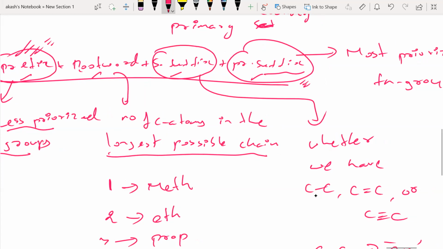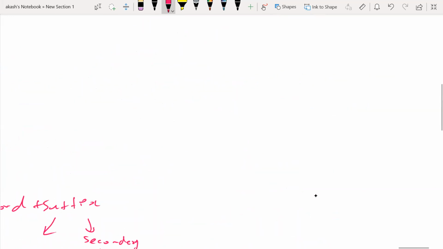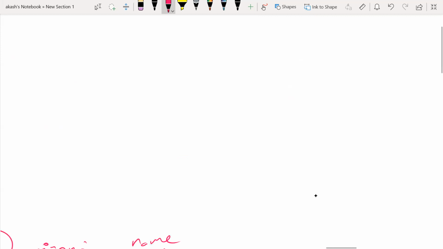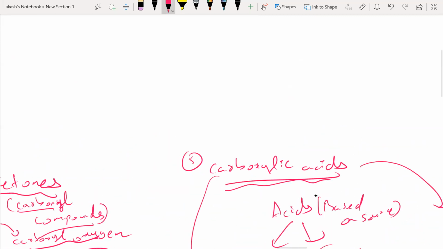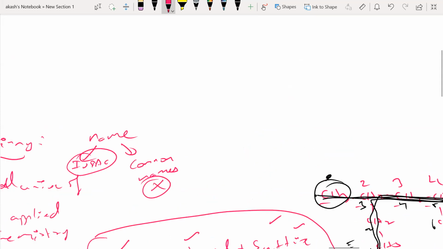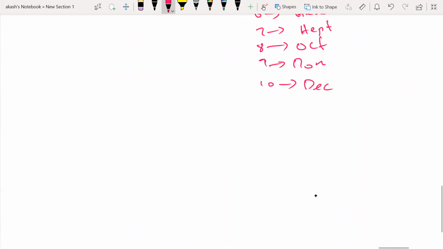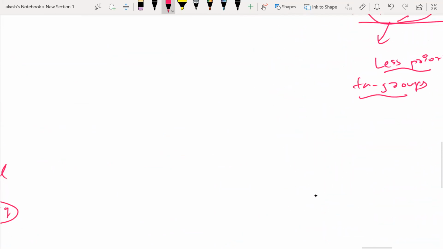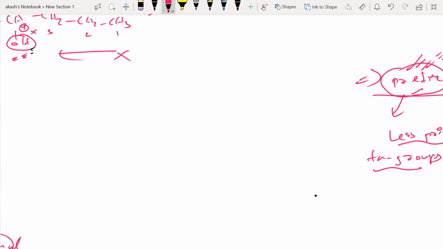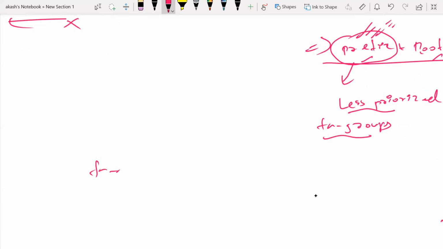Right, fine. So I'm going to give you one table. The table lists the functional group, the different functional groups, and how you will write the prefix and the suffix.